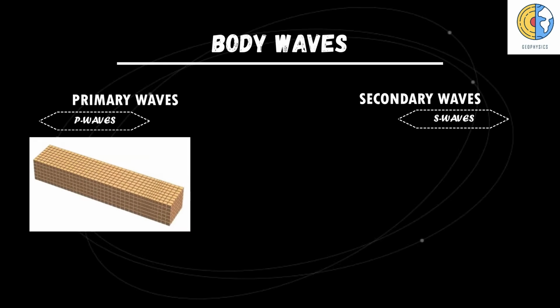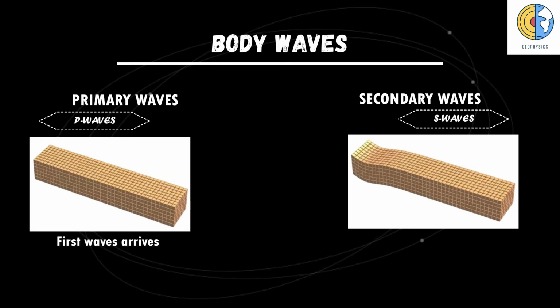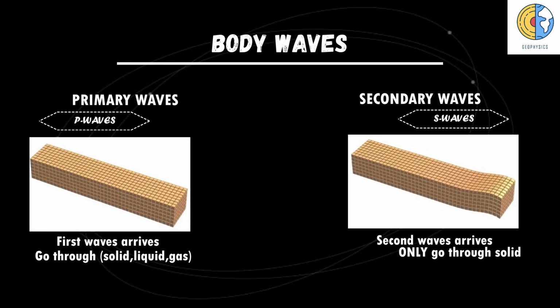P waves cause the ground to compress and expand, moving back and forth in the direction of travel. They're called primary waves because they are the first waves to arrive at a seismic recording station. S waves shake the ground in a shearing or crosswise motion that is perpendicular to the direction of travel, and are called secondary waves because they always arrive after P waves and only get through solid materials.